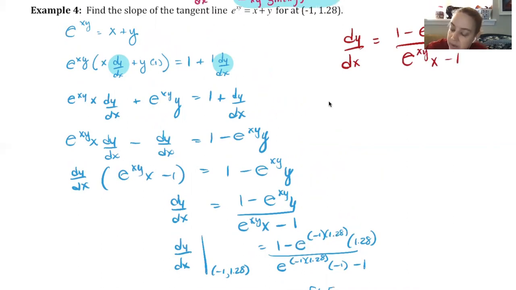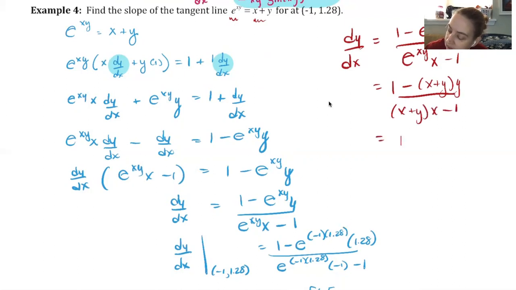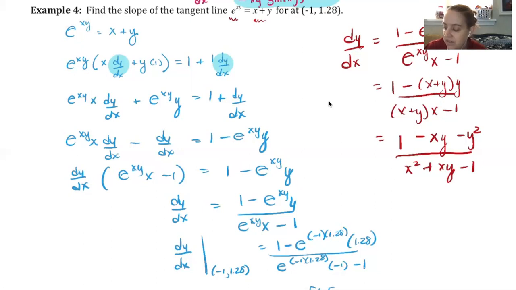So with these implicit problems, sometimes you can substitute the original problem back in. For example, e to the xy is equal to x plus y. I can take this derivative and say e to the xy is x plus y, here's a y, down here is an x plus y, here's an x minus 1. So I've got 1 minus xy minus y squared over x squared plus xy minus 1. Now, does one look better than the other? Without the e's, it might be easier along the way. I'm not really sure. It depends on what you're doing.